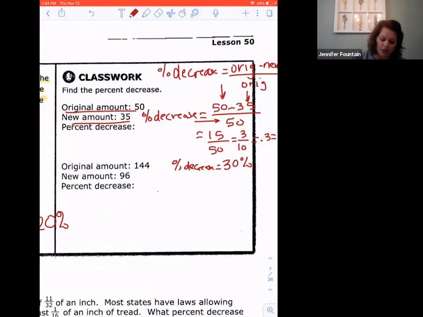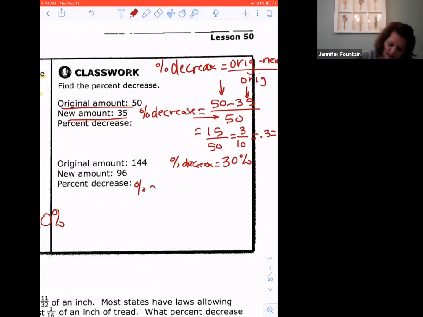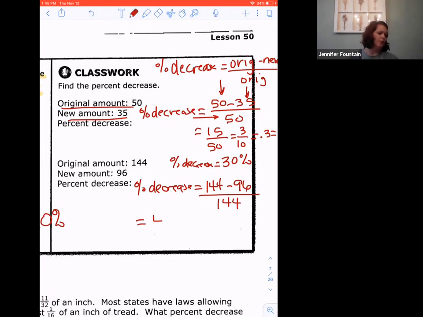All right, so I'm doing percent decrease is equal to, my original amount is 144 minus my new amount of 96 over 144. So 144 minus 96 is going to be 48. Yeah, 48 over 144. I'm going to reduce it.